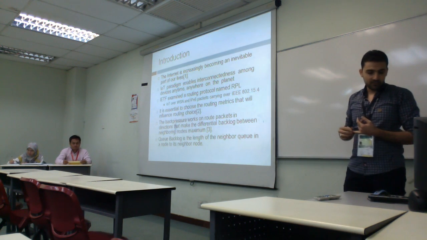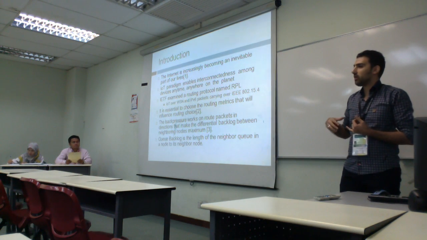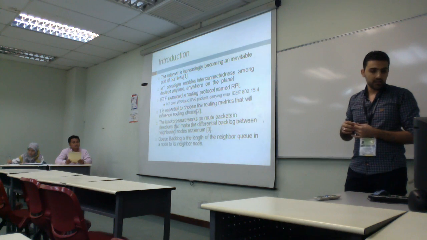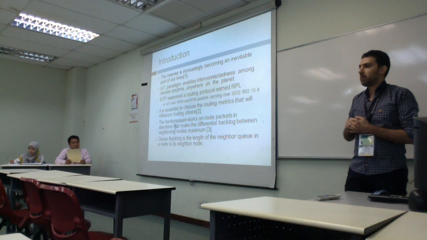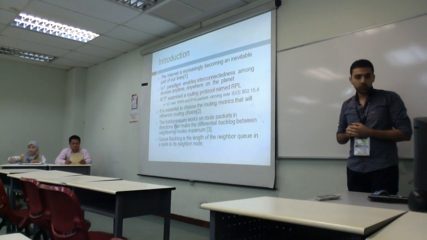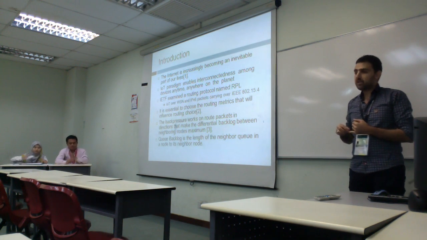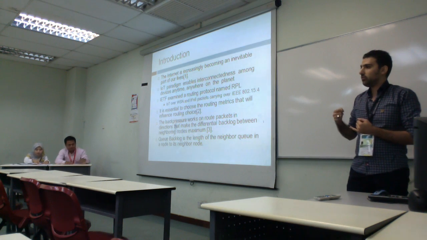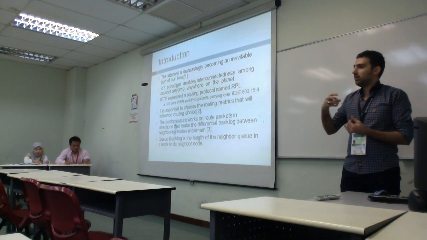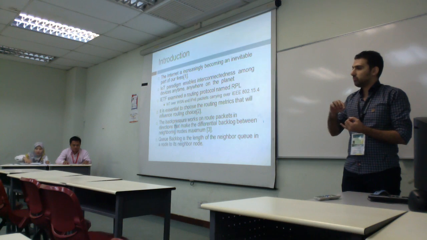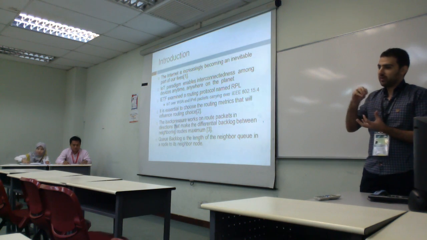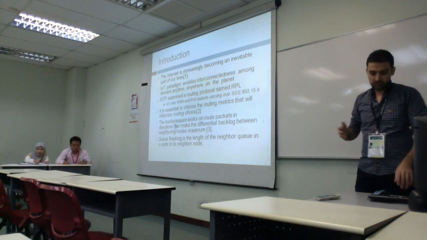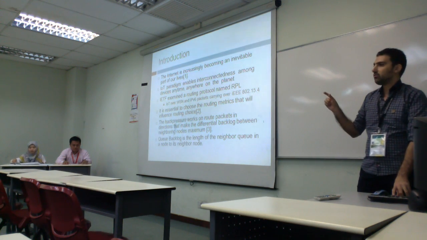For this, back pressure routing works by routing packets in directions that make the differential backlog between neighboring nodes as large as possible. And by queue backlog we mean the length of the queue that is located in a node, in which we store the packets that will be forwarded to other nodes. So the queue backlog is the length of this queue.